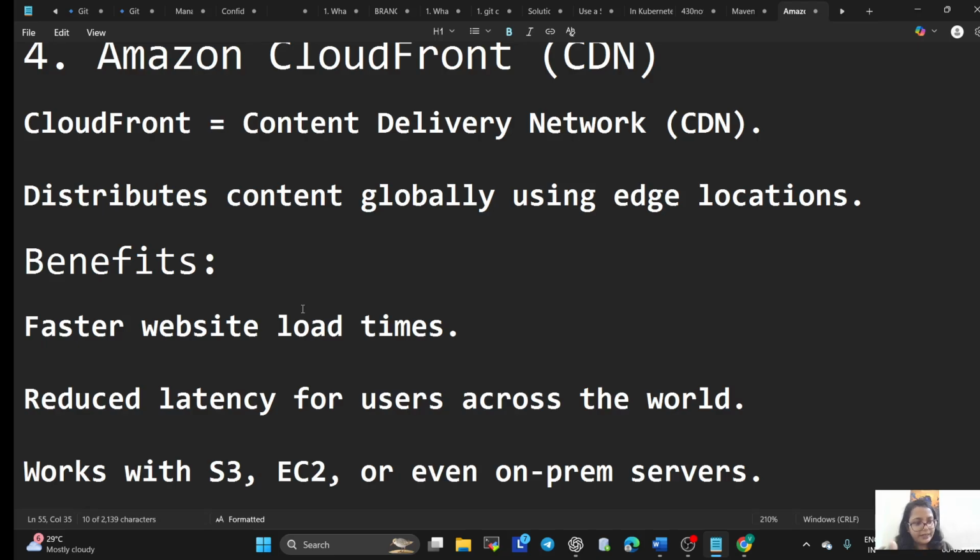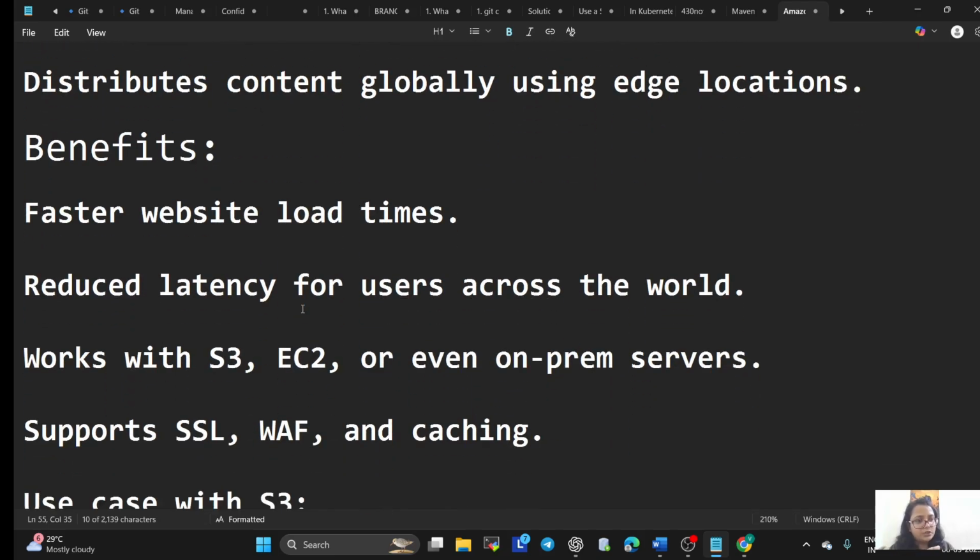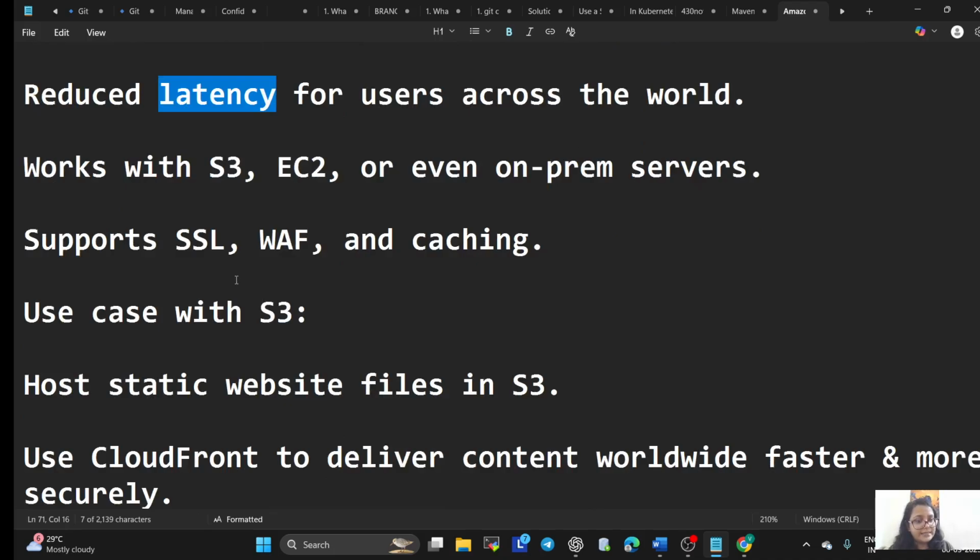And what are the benefits of that? With the help of that you get faster website load time, so it will not take that much time. And we can reduce latency for users across the globe. Latency means the time between the request and getting your data. So it will reduce your latency. Third, it works with S3, and it also supports EC2, or even on-prem servers. Support for SSL, WAF and caching. Caching also we'll discuss.